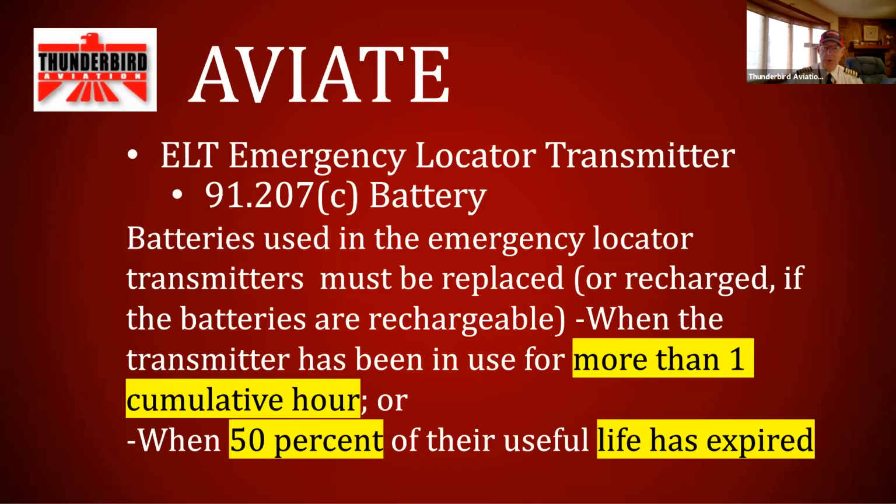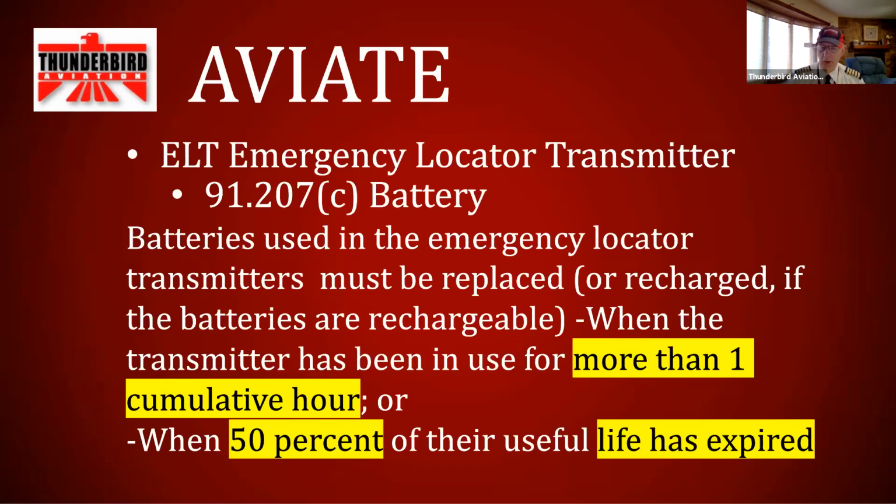If you have a rechargeable battery, all you've got to do is recharge it. But most of the ones that we fly at Thunderbird just have a regular ELT battery in it. They just have to take out the old battery and put in a new battery and write down the new times in the maintenance log itself.